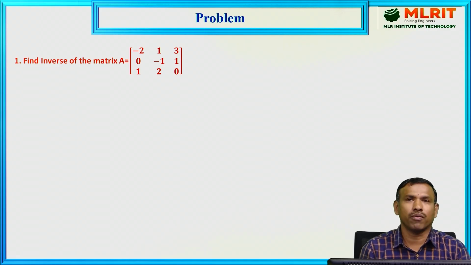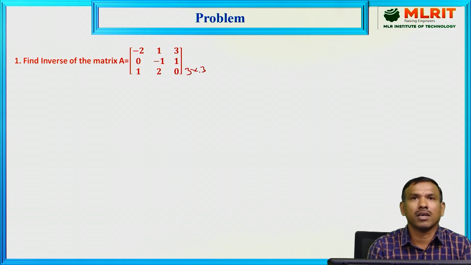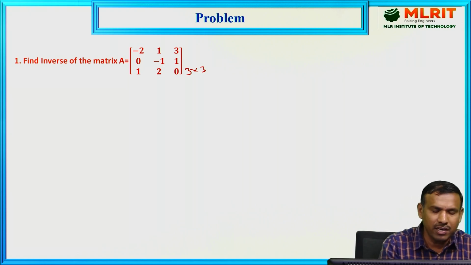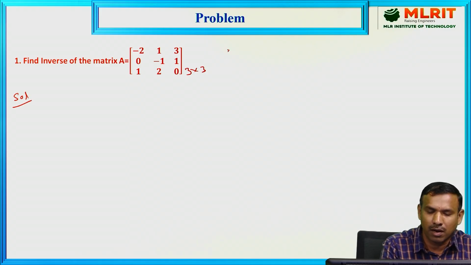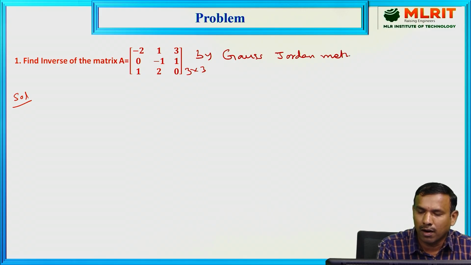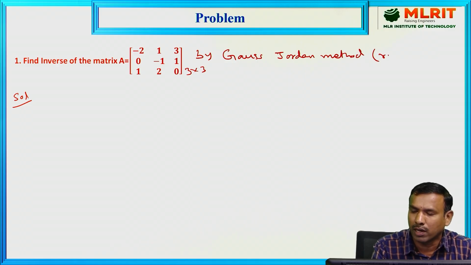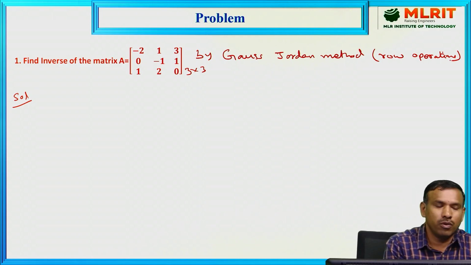Now here a 3 by 3 matrix is given. So let us write the matrix A. Solution: find the inverse by the Gauss-Jordan method, or elementary row operations, or only row operations. However you call it, it is the same. Okay, solution. So what is the procedure?